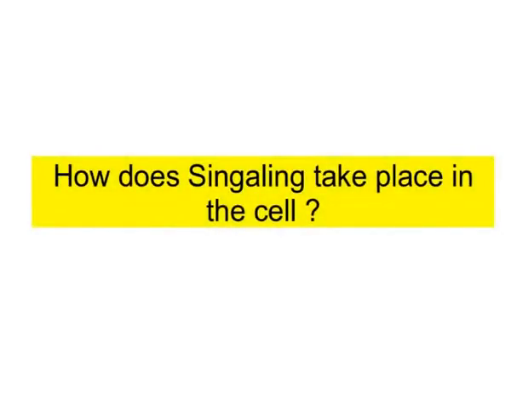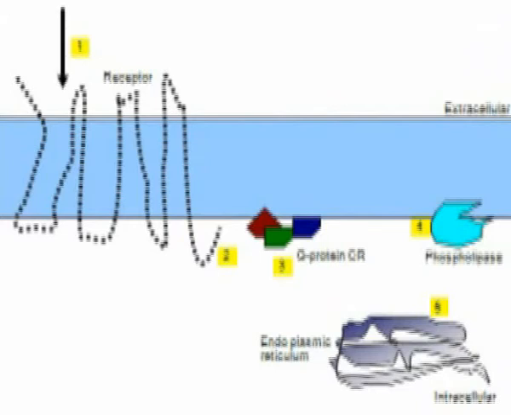Dear students, let us see today how cell signaling takes place. When an external stimulus like a hormone binds to the receptor, the receptor gets activated. This activated receptor activates another molecule inside the cell. This activated molecule goes on and activates another molecule.